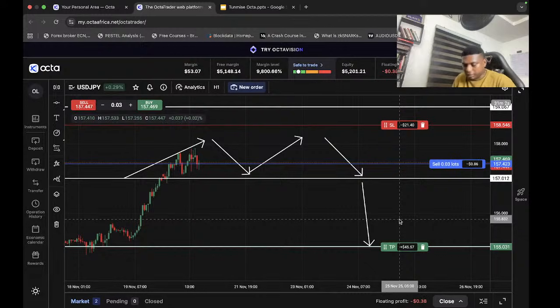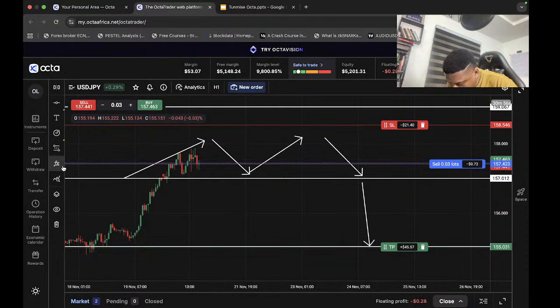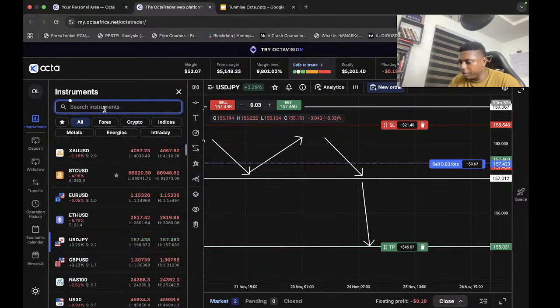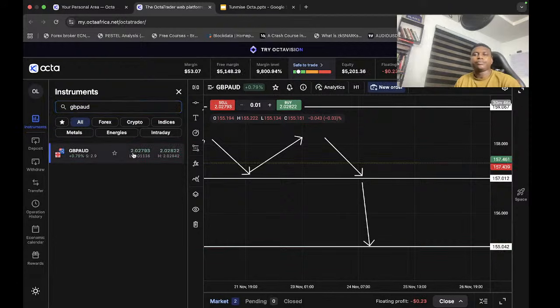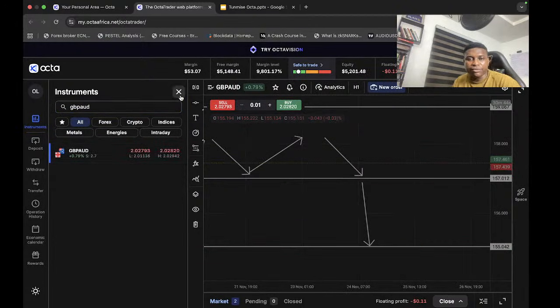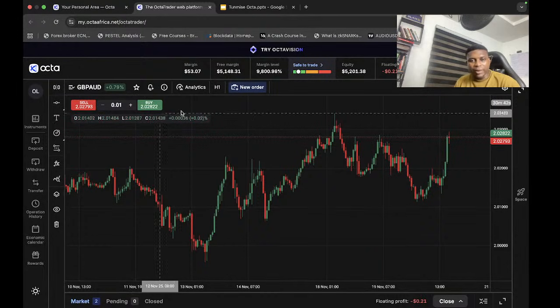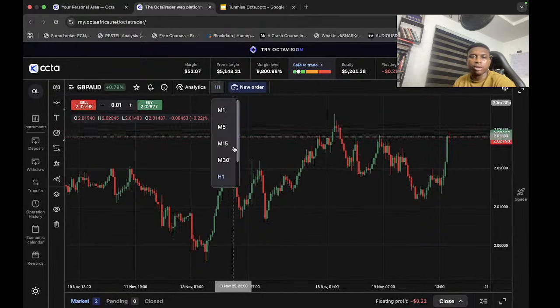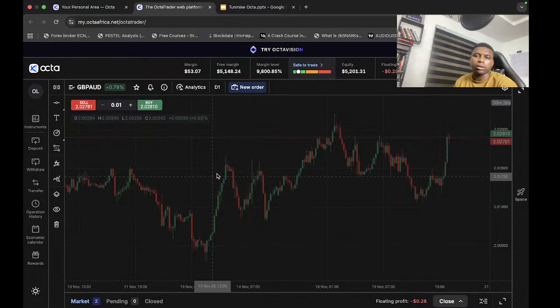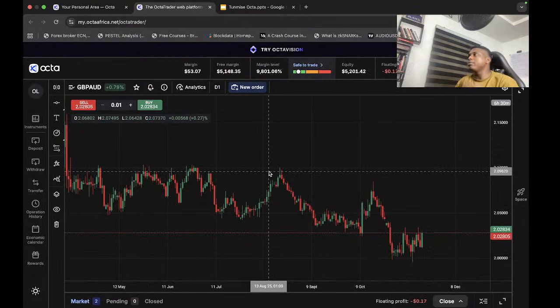Now let's look at the GBP AUD as suggested by VibeView. So here we are on GBP AUD. Let's go to the daily time frame.